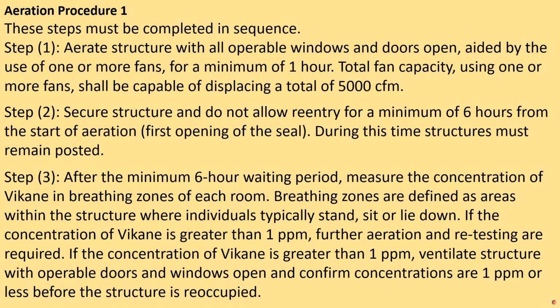Aeration procedure 1. These steps must be completed in sequence. Step 1. Aerate the structure with all operable windows and doors open, aided by the use of one or more fans, for a minimum of 1 hour. Total fan capacity shall be capable of displacing a total of 5,000 cubic feet per minute. Step 2. Secure the structure and do not allow re-entry for a minimum of 6 hours from the start of aeration, the first opening of the seal. During this time, structures must remain posted.